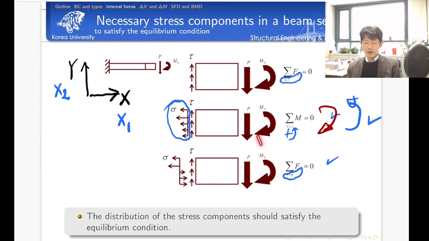Because, for example, to check the moment equilibrium for this moment, we have to integrate the moment contribution of normal stress. But the sign of normal stress changes. Some part is positive, some part is negative. That's why we need to develop its own sign convention for the internal moment. Is it clear? Okay. That's why we need a new definition of the sign convention for the internal moment.